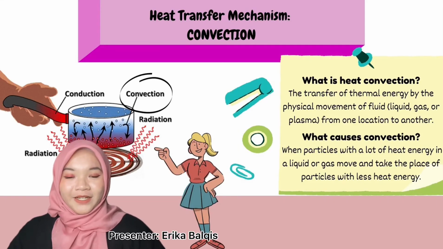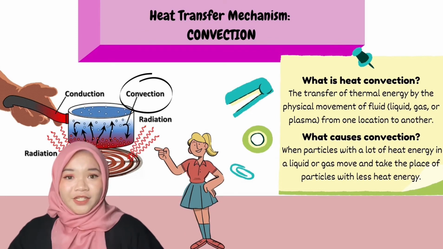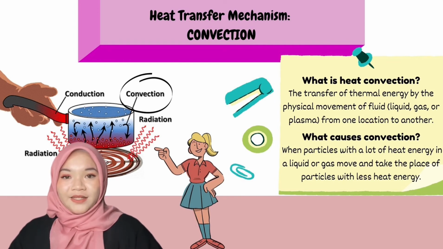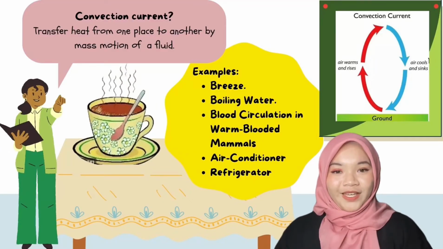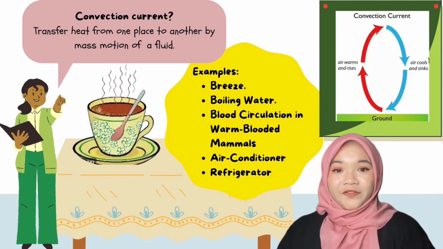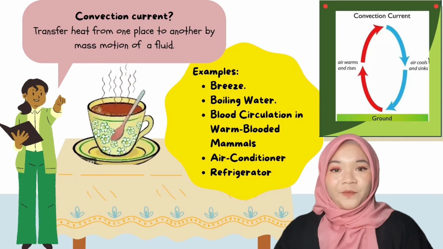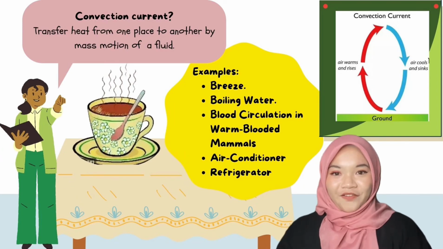Here is the heat transfer mechanism for convection. What is heat convection? It is the transfer of thermal energy by the physical movement of a fluid, liquid, gas, or plasma, from one location to another. What causes convection? It happens when particles with a lot of heat energy in a liquid or gas move and take the place of particles with less heat energy. Convection current is when heat is transferred from one place to another by mass motion of a fluid. Here are examples of the convection process in daily life: breeze, boiling water, blood circulation in warm-blooded mammals, air conditioner, and refrigerator.